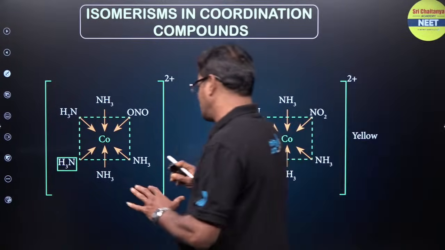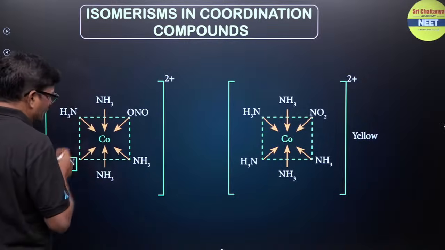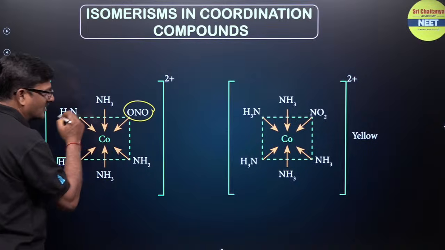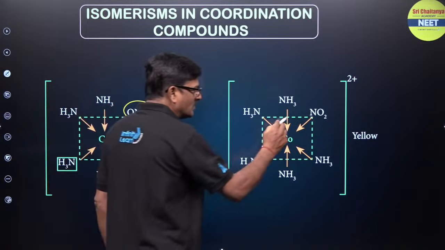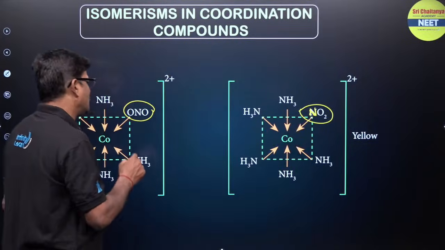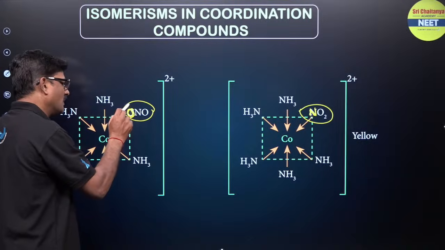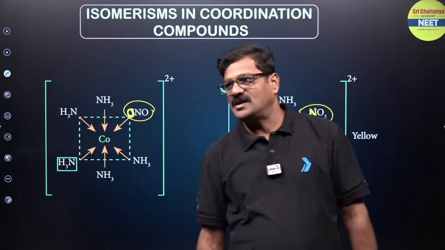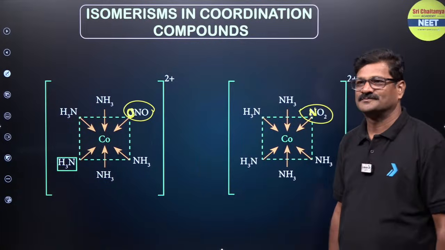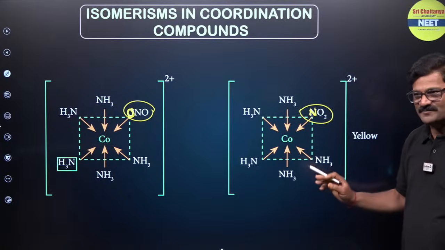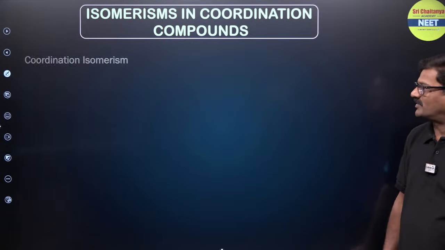In these two complexes, everything is the same, but here ONO is there, oxygen is the donor atom, and here NO2 is there, nitrogen is the donor atom. So the central atom is linked through nitrogen in one, and the central atom is linked through oxygen in the other. So this is what is called linkage isomerism. Fine. They differ in their properties. Yes, absolutely they differ in their properties.